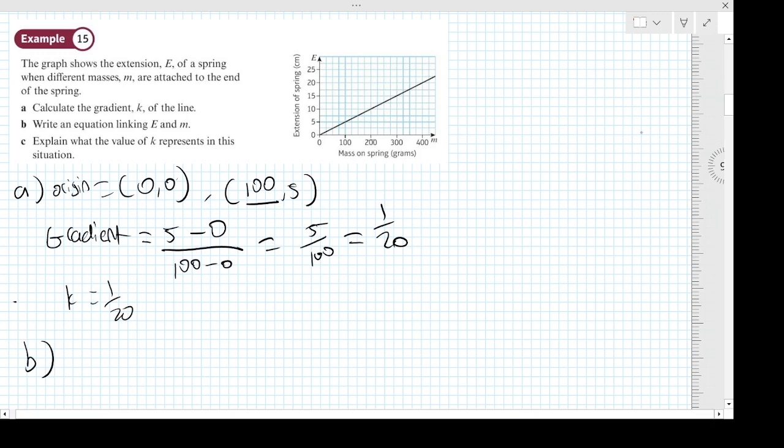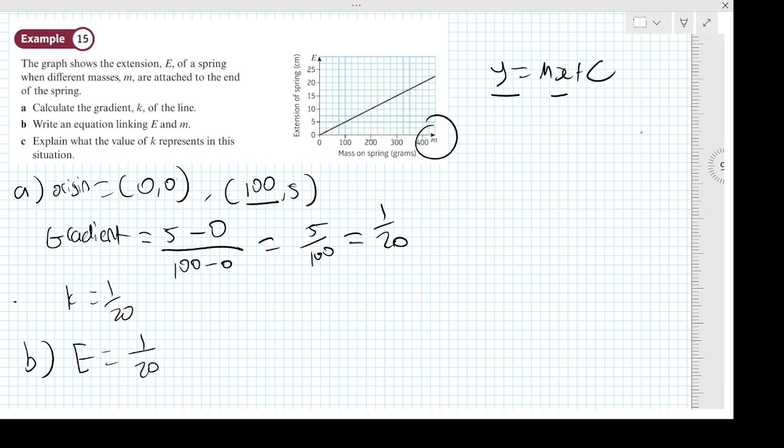Part B. Write an equation linking E and M. Well, again, this is a straight line, and as we discussed, every straight line is in the form y is mx plus c. Where again, y on the vertical axis is E this time, so E is going to be equal to mx. Well, m's the gradient, which we discussed is 1 over 20. So that's going to be then mx. Well, x is not x, it's M, because that's on the horizontal axis. M plus c.